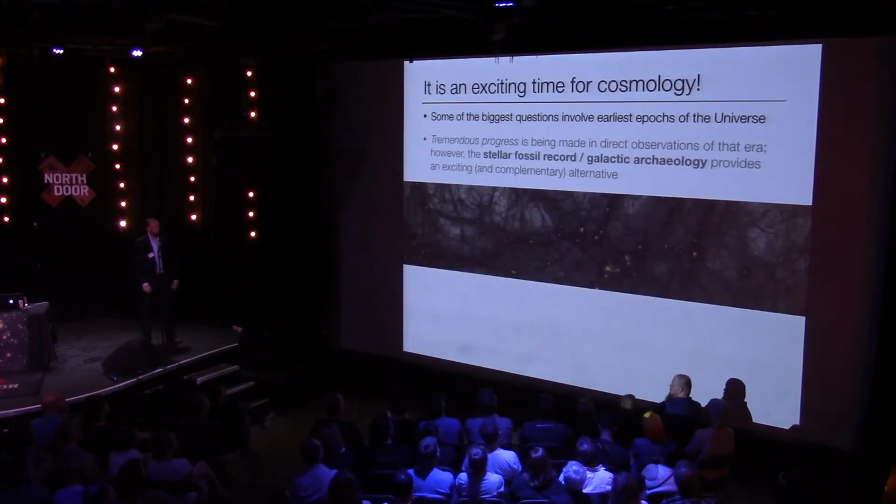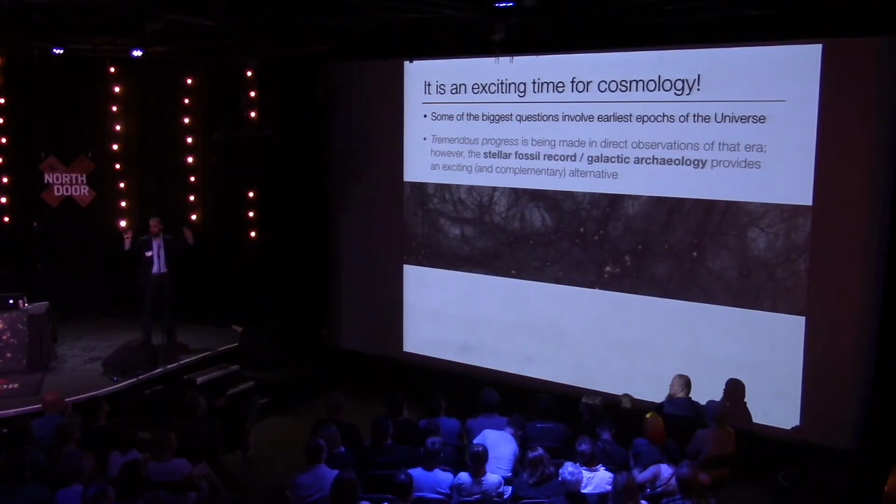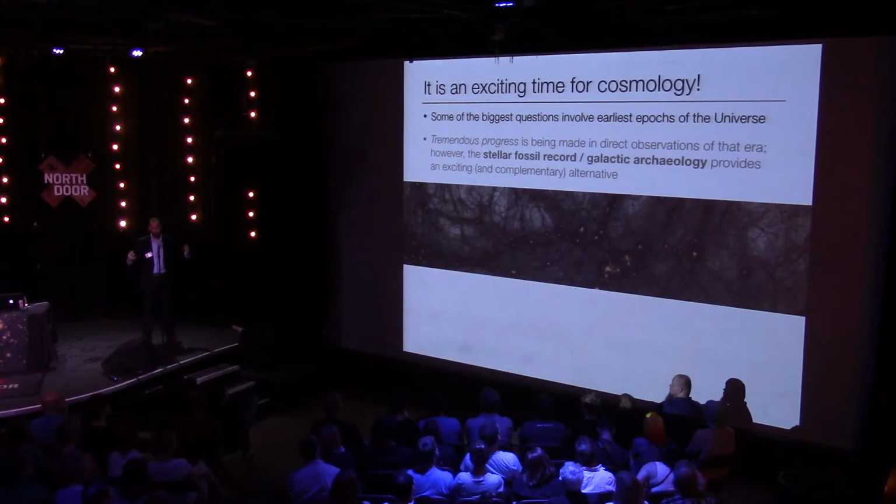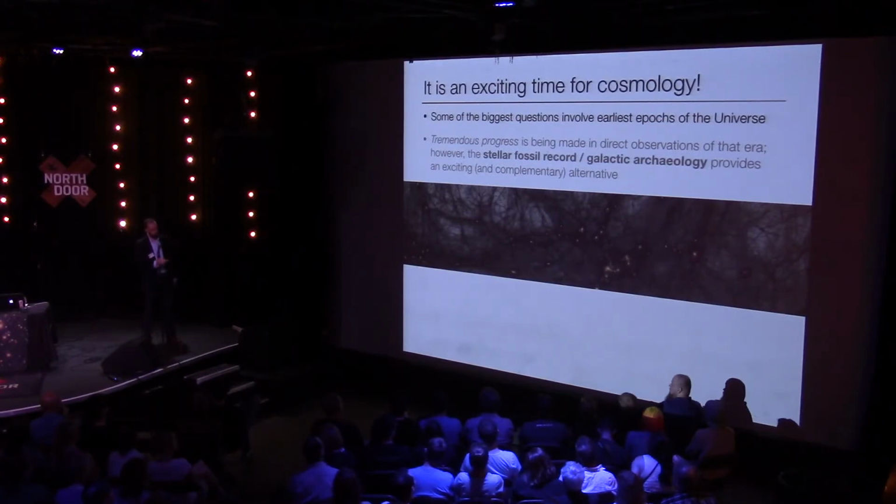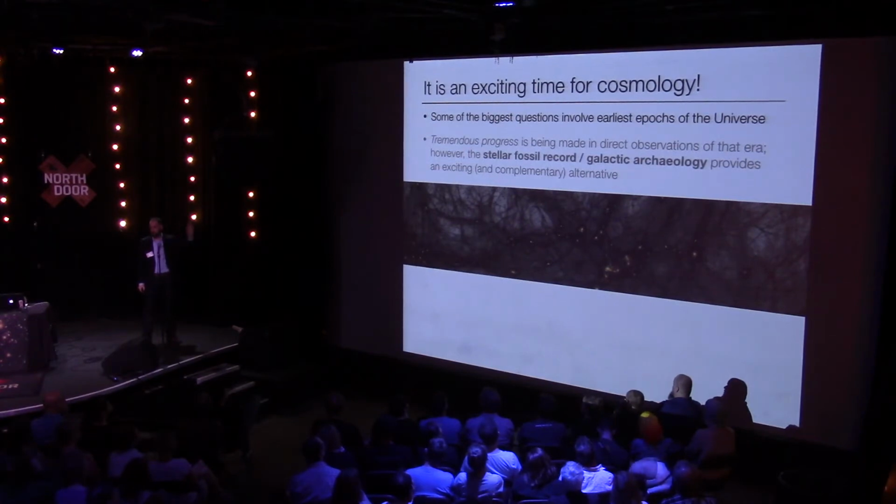So I think just to wrap up, some of the biggest questions that we have in cosmology and the formation of galaxies involve the very earliest epochs. And those are the hardest to see, right? They're the farthest away, the faintest, and therefore the hardest to really probe directly. We don't have that time machine yet, unless Chris Angel has something that I haven't heard about. So tremendous progress is being made in directly observing the very early universe.